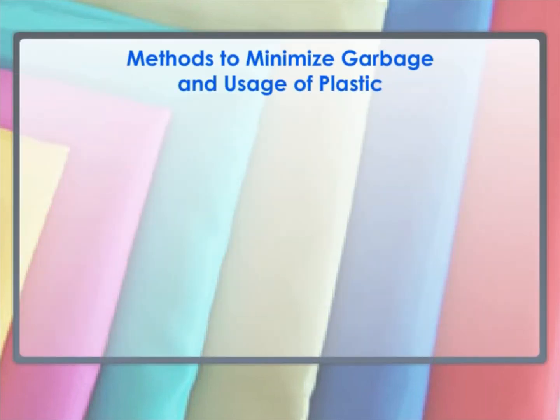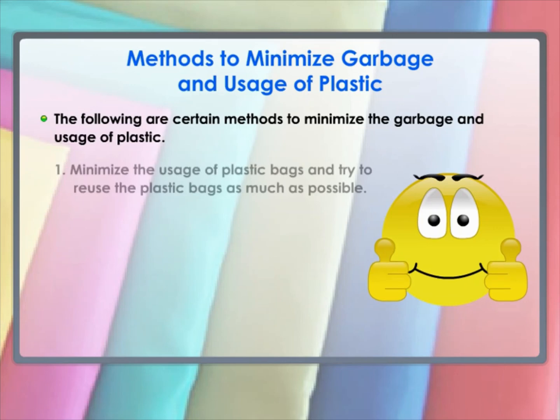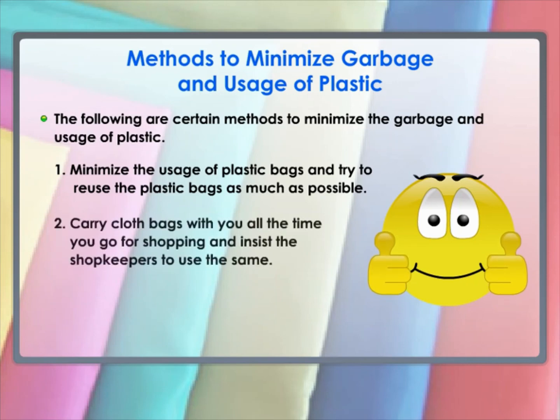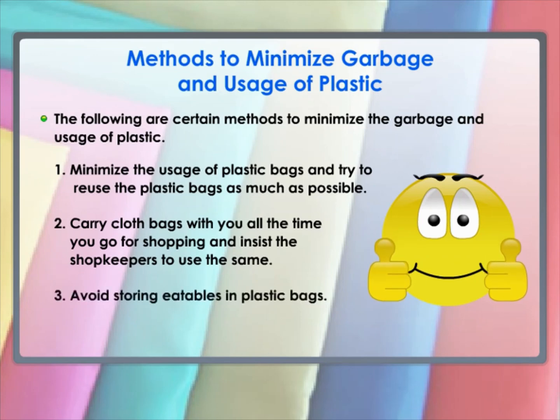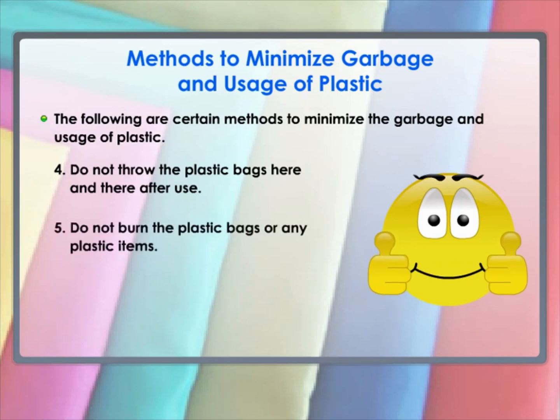Methods to minimize garbage and usage of plastic. The following are certain methods to minimize the garbage and usage of plastic. 1. Minimize the usage of plastic bags and try to reuse the plastic bags as much as possible. 2. Carry cloth bags with you all the time you go for shopping and insist the shopkeeper to use the same. 3. Avoid storing eatables in plastic bags. 4. Do not throw plastic bags here and there after use. 5. Do not burn plastic bags or any plastic item.